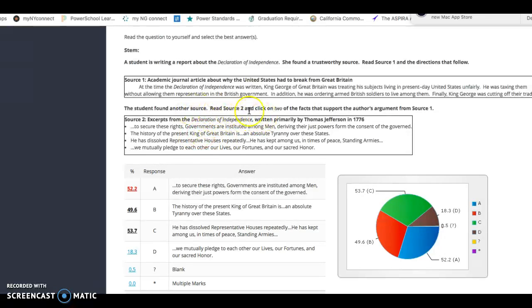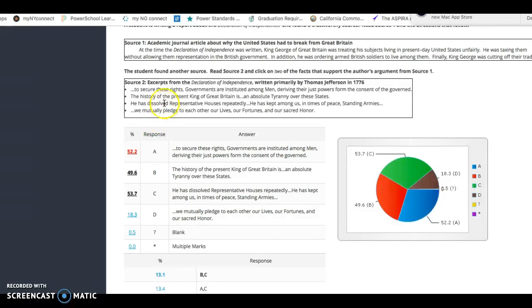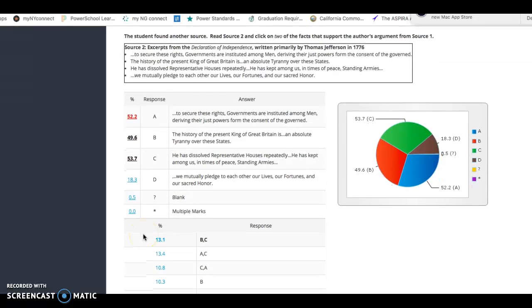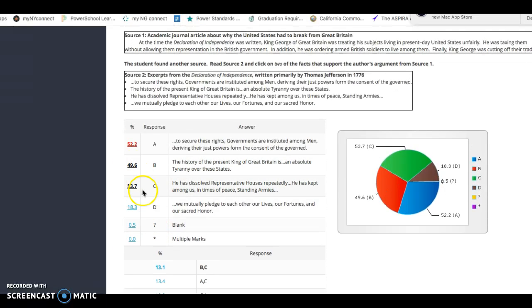Students were to pick two facts that support the argument statement that King George was an unfair ruler. So again, they were supposed to click on this source. If you look at the report provided here, it gives you the percent that students tended to pick the different options. You'll notice that in bold and black, these two here are the correct answers. You can see that 53.7% of our students clicked this option.